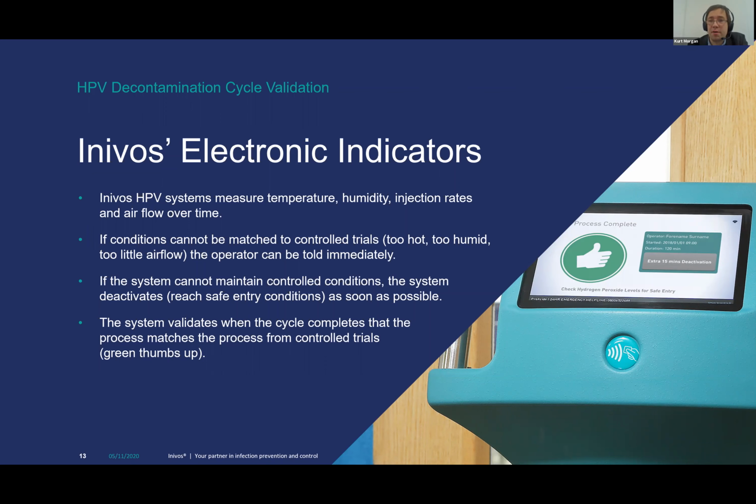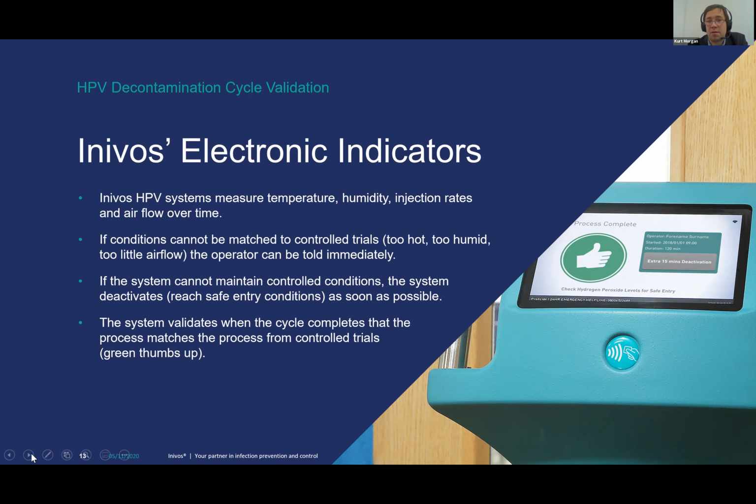Also, if during a cycle the system can't maintain the control conditions in the room, it can deactivate as soon as it detects that, and then get the room back to safe entry conditions so that the operator can see what's happened and perhaps fix this and ensure successful processes as many times as possible.